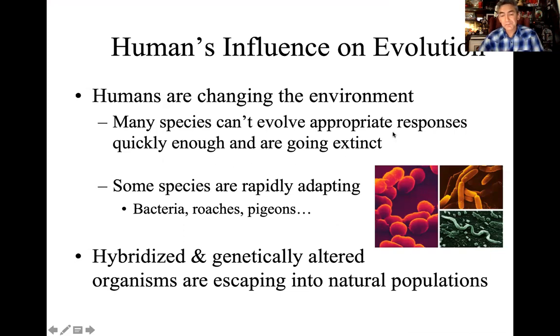So humans need resources, right? We need food, we need space. So we are making a very, very major impact on the planet Earth, right? So many species are rapidly adapting, right? Things like bacteria, cockroaches, pigeons, ooh, they like humans. You know, these organisms thrive. Humans are very messy, very destructive species.